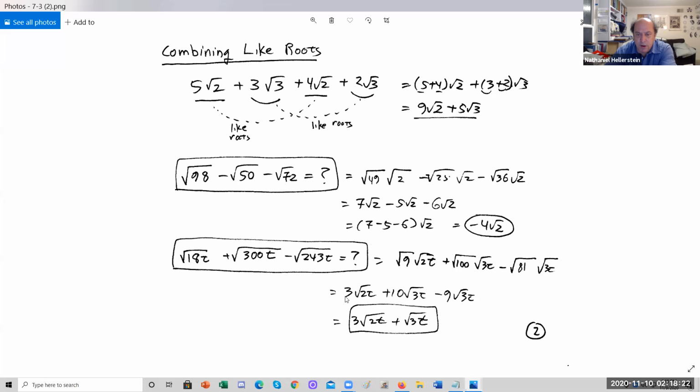So this comes out to 3 root 2t. This comes out to 10 root 3t. This comes out to 9 root 3t. Now this stays by itself. 3 root 2t just stays the same. 10 root 3t minus 9 root 3t just leaves you 1 root 3t. So 3 root 2t plus 1 root 3t.